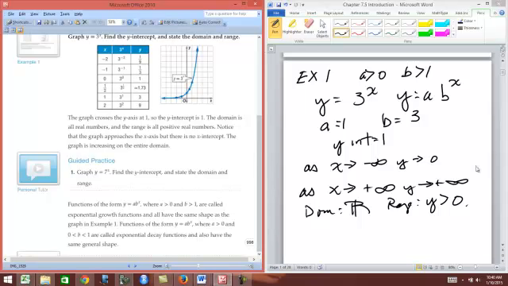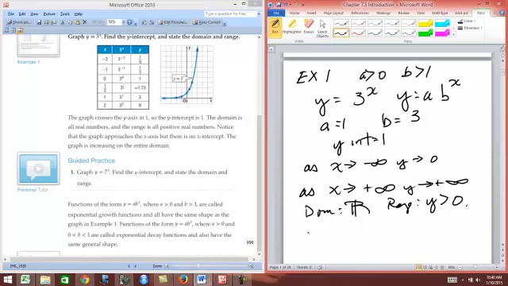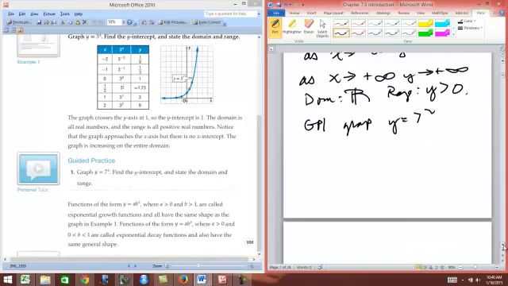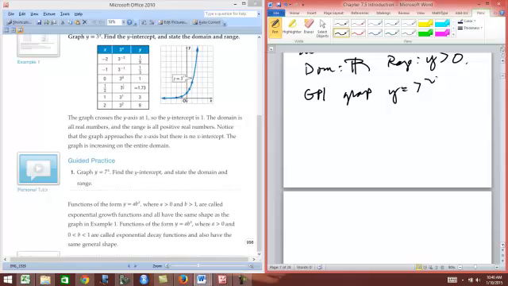So, guided practice. Here we go. GP1. Graph y equals 7 to the x. Okay? To the x. So, a equals 1. So that's the y-intercept. B equals 7. That's the rate of growth, 700%. Okay.